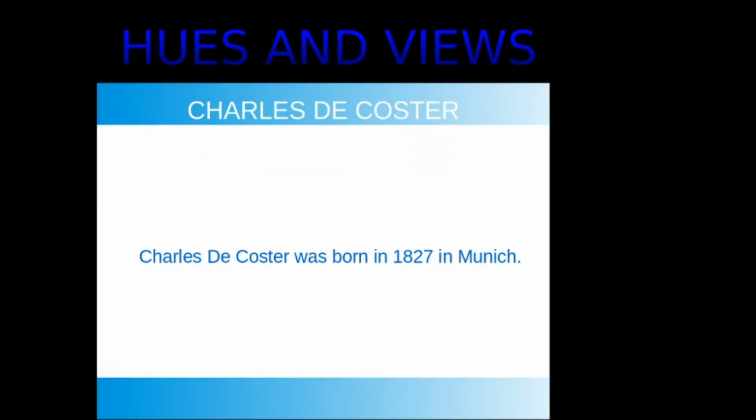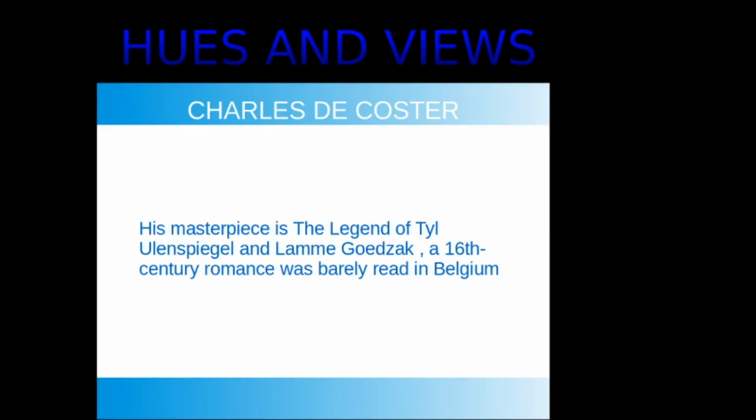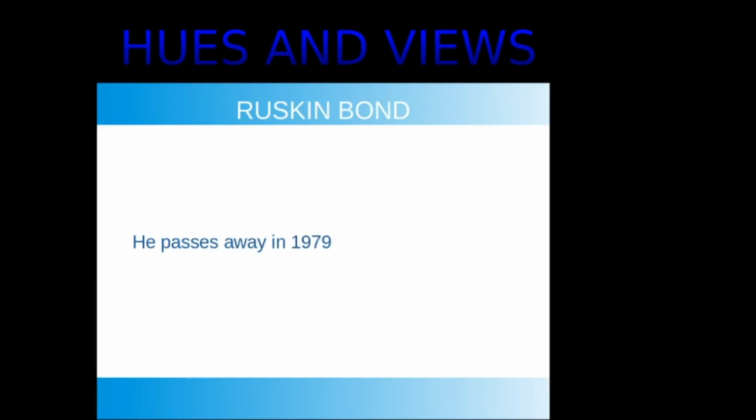Charles Decoster was born in 1827 in Munich. He is regarded as the father of Belgian literature. His masterpiece is The Legend of Till Eulenspiegel and Lamme Gottschalk. A 16th century romance was barely read in Belgium. He passed away in 1979. Okay, dear students, that was about Charles Decoster.